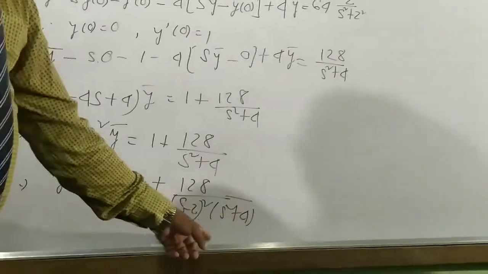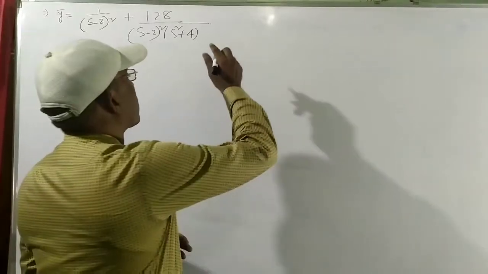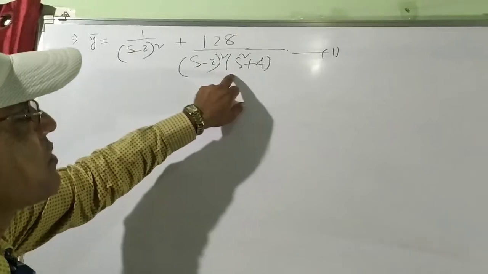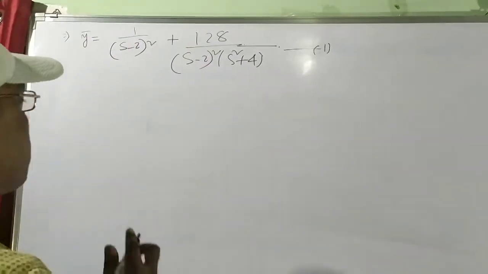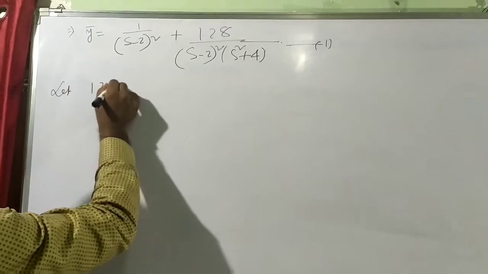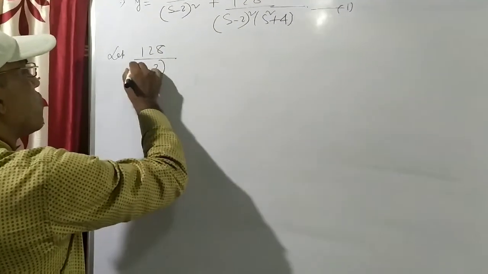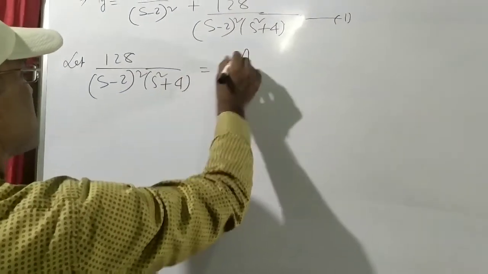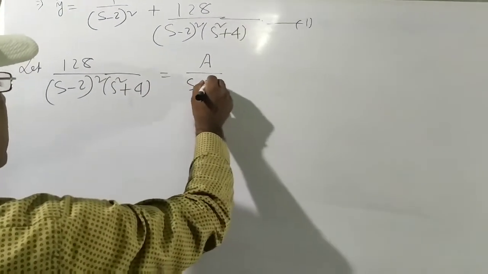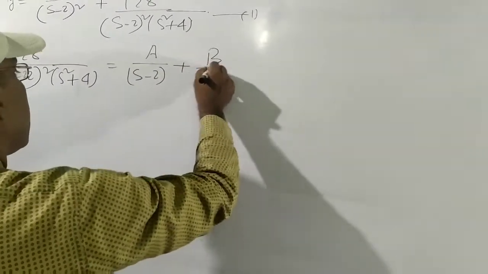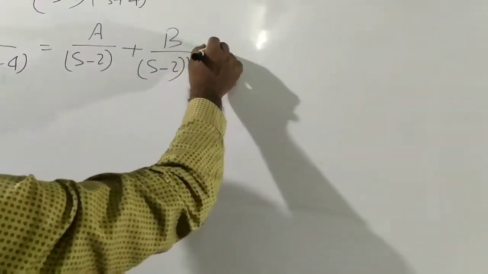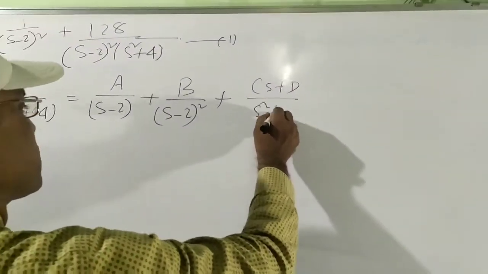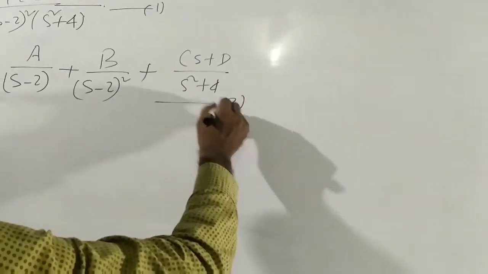Now we express this in partial fractions. We consider this as number 1. Let 128 by (s - 2)^2 (s^2 + 4) be expressed in partial fractions. Since (s - 2) is squared and s^2 + 4 is given, this will be A by (s - 2) + B by (s - 2)^2 + (Cs + D) by (s^2 + 4). This is number 2 we consider.